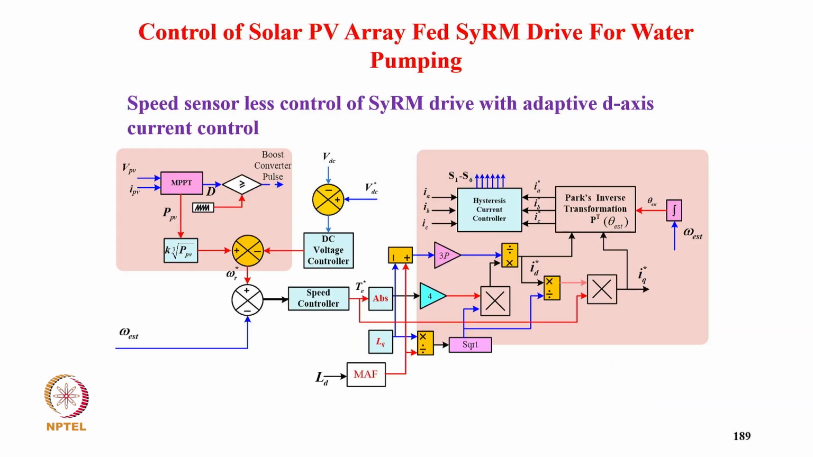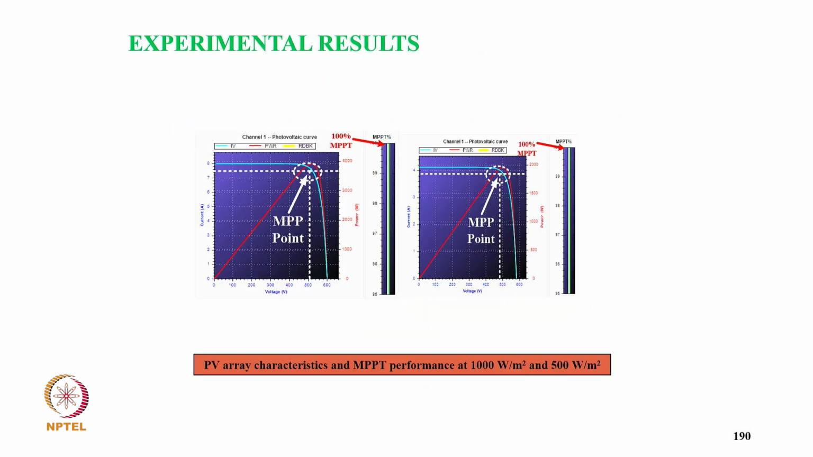The other is sensorless control with the adaptive D-axis current control method. So from maximum power tracking, we control the boost converter, and from this we get the reference, and we have a DC link voltage control. Then we get a torque reference. Then with the estimated LD, we go for estimation of the IQ also, and then from IQ, ID and the 3-phase current we are able to get the position and speed estimation too.